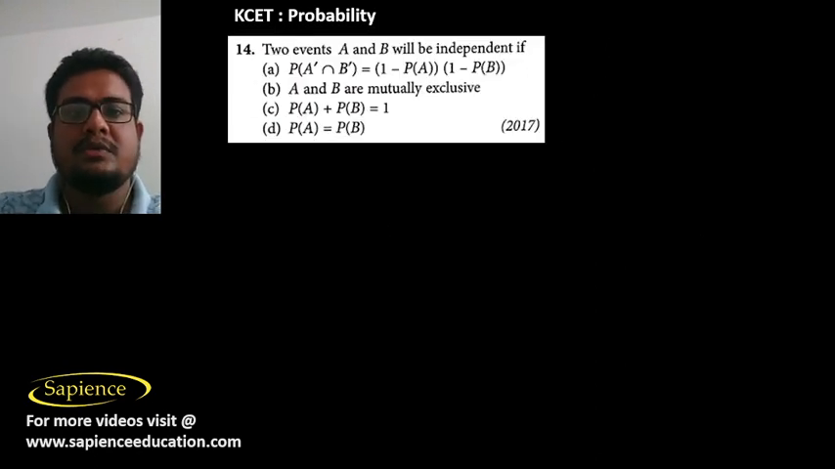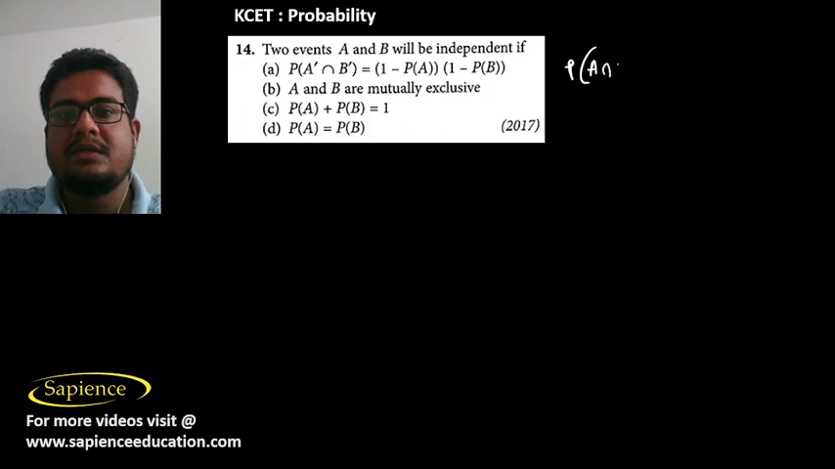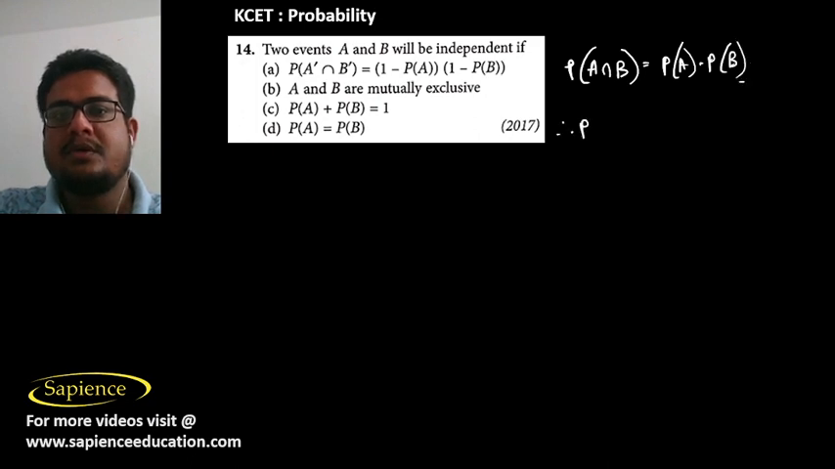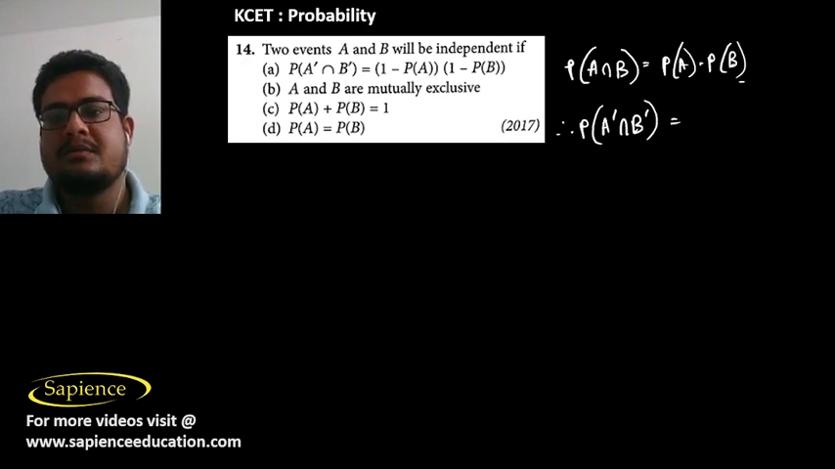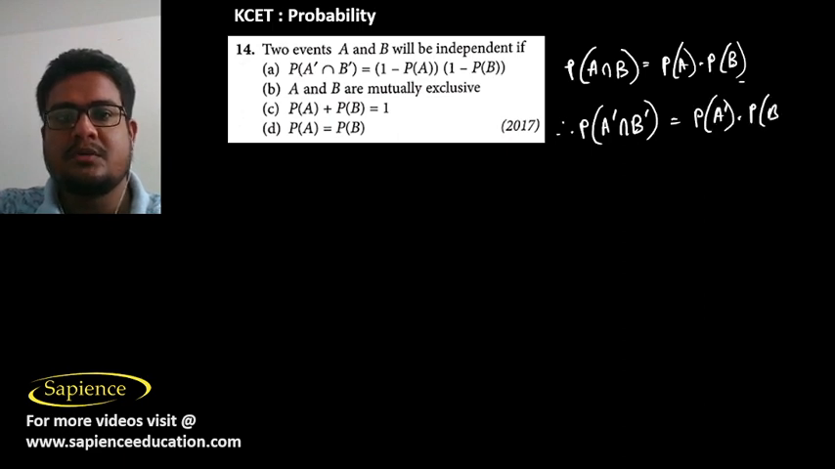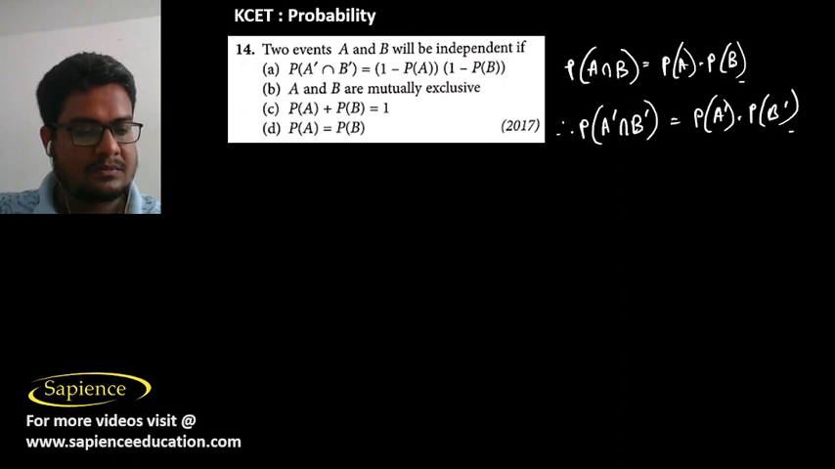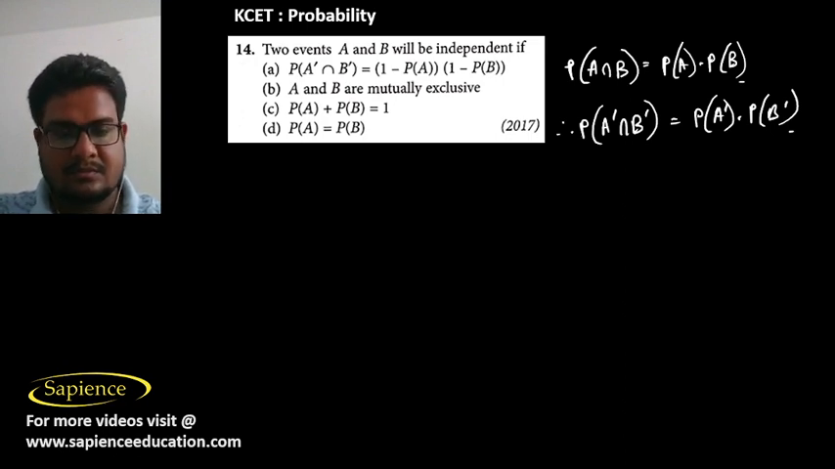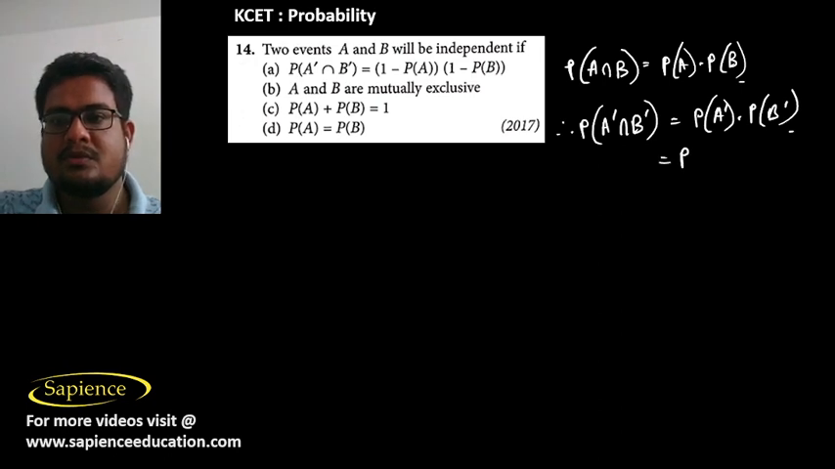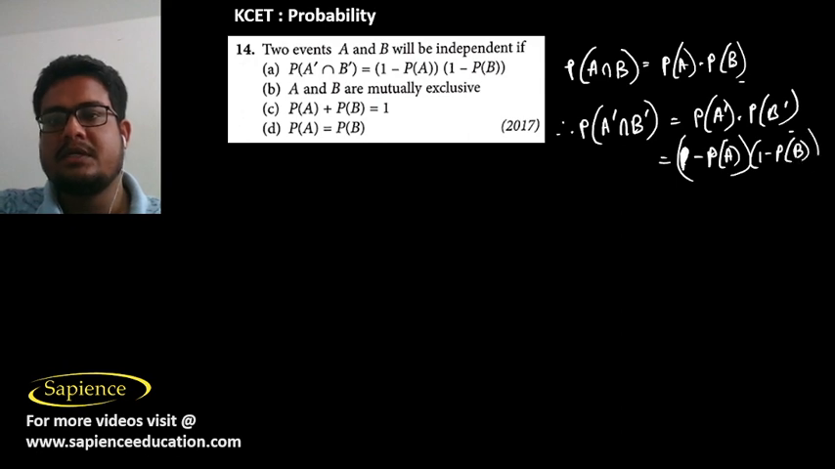Question number 14, two events A and B will be independent if P of A intersection B is equal to P of A into P of B. Therefore, P of A complement intersection B complement can be written as P of A complement into P of B complement, which will be equal to 1 minus P of A into 1 minus P of B. So option A is the correct answer.